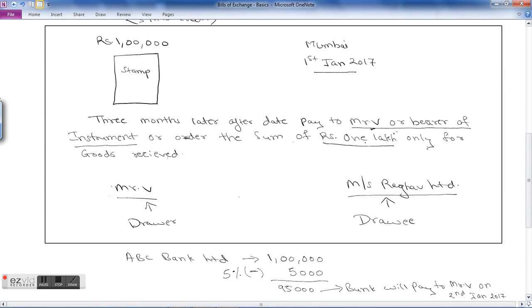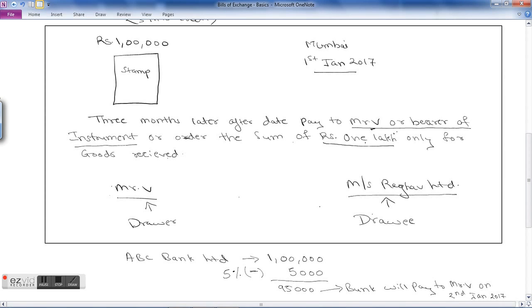Then the draft must be accepted for payment by the party on whom the order is made. Now in this case the order has been made on Messrs. Raghav Limited. So the draft has to be accepted. That is, it has to be signed by the person on whom the order has been made. So these are the points that need to be considered while drafting a bill of exchange.